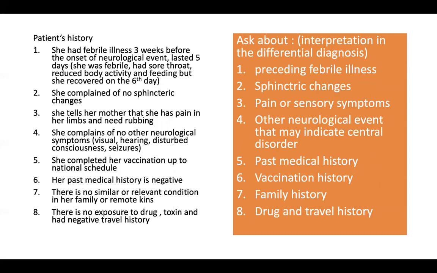Patient's history. Let's discuss the points on the orange highlighted side. We have to ask about the preceding febrile illness. So this text box on the right side is talking about the formal points that need to be discussed with the family. And on the left side, the answers or the patient's story. So we need to ask about any preceding febrile illness.